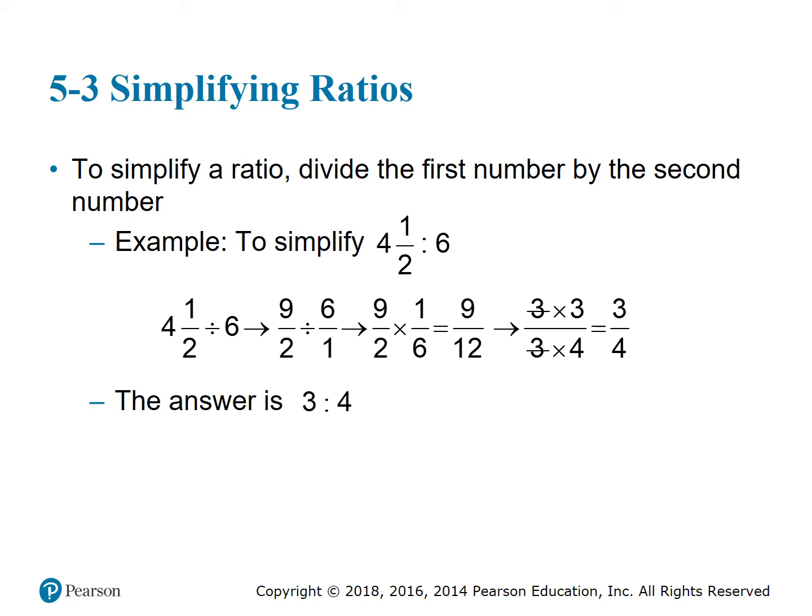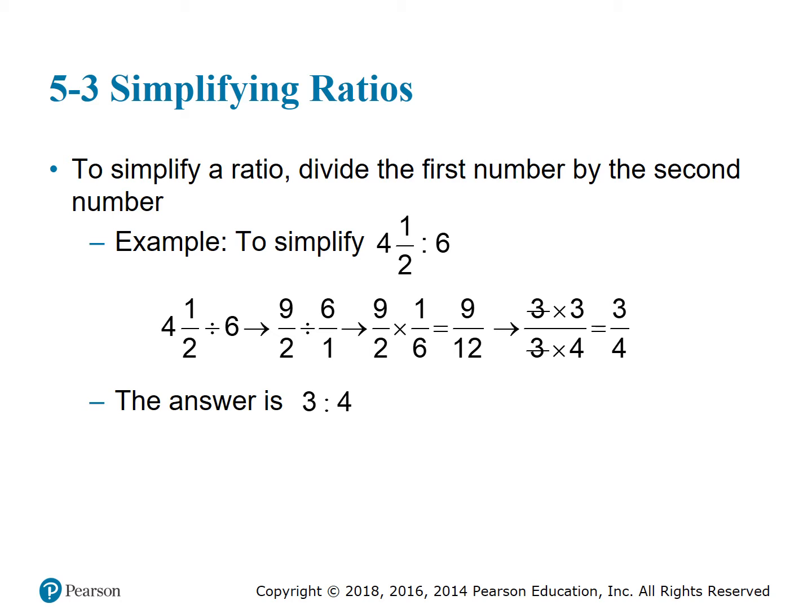All right, so let's talk a little bit about simplifying. Remember, we've simplified before, and when we're simplifying a ratio and we have something like 4 and a half to 6, then we need to be able to simplify this. So remember how we get a mixed number into a fraction? We have to multiply the 2 times the 4 and add the 1, right? And this gives us 9 halves. So the first step is to turn that mixed number into a fraction.